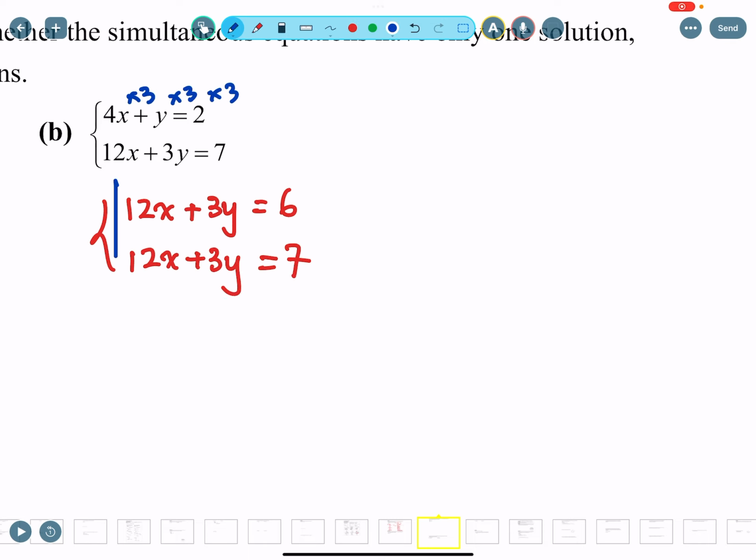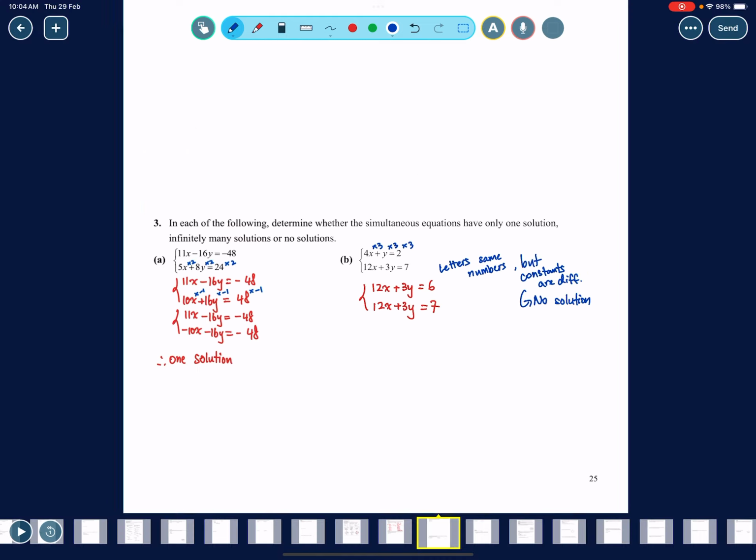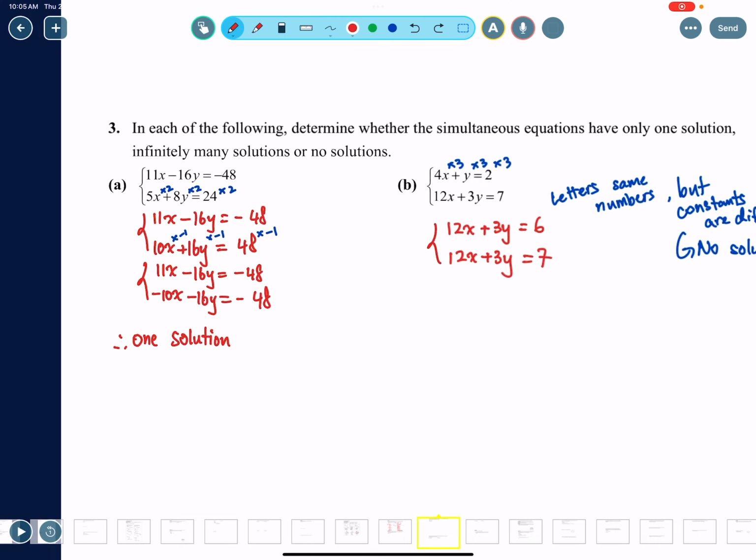Now this is the case where both of the letters have the same number. If you're not sure about the difference between one solution and no solution, the constants, which are numbers without letters, are different, then it's no solution. All right, it's quite different from the last question. The last question had these two, the constant and one of the letters the same, but one of the letters also has a different number, so it has one solution.